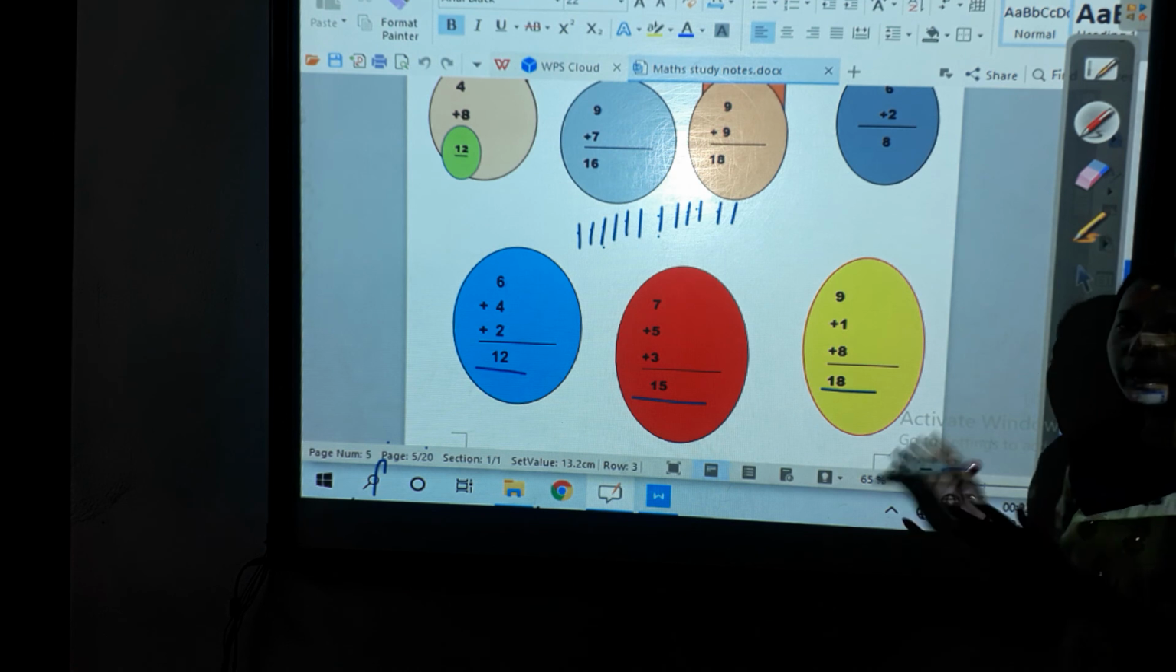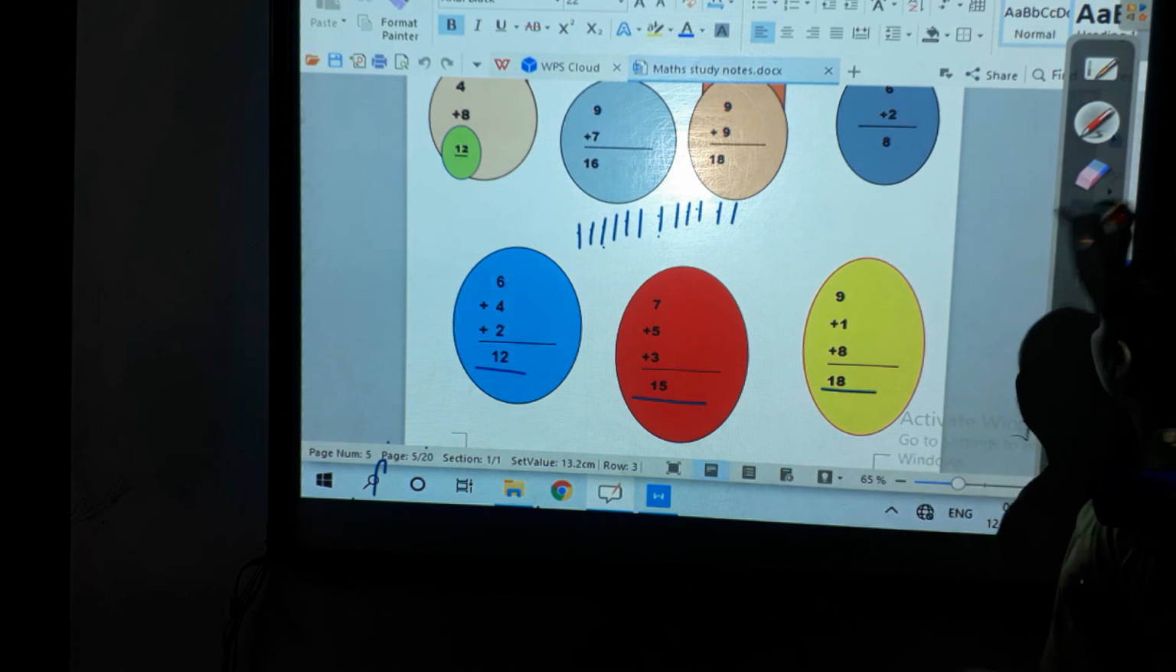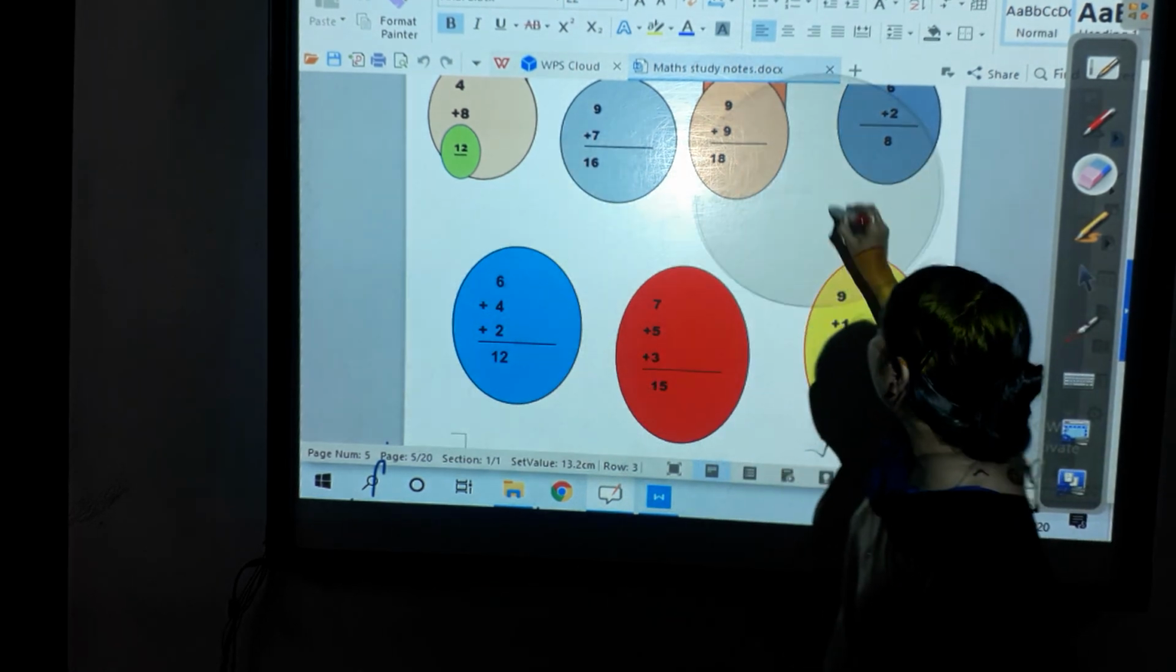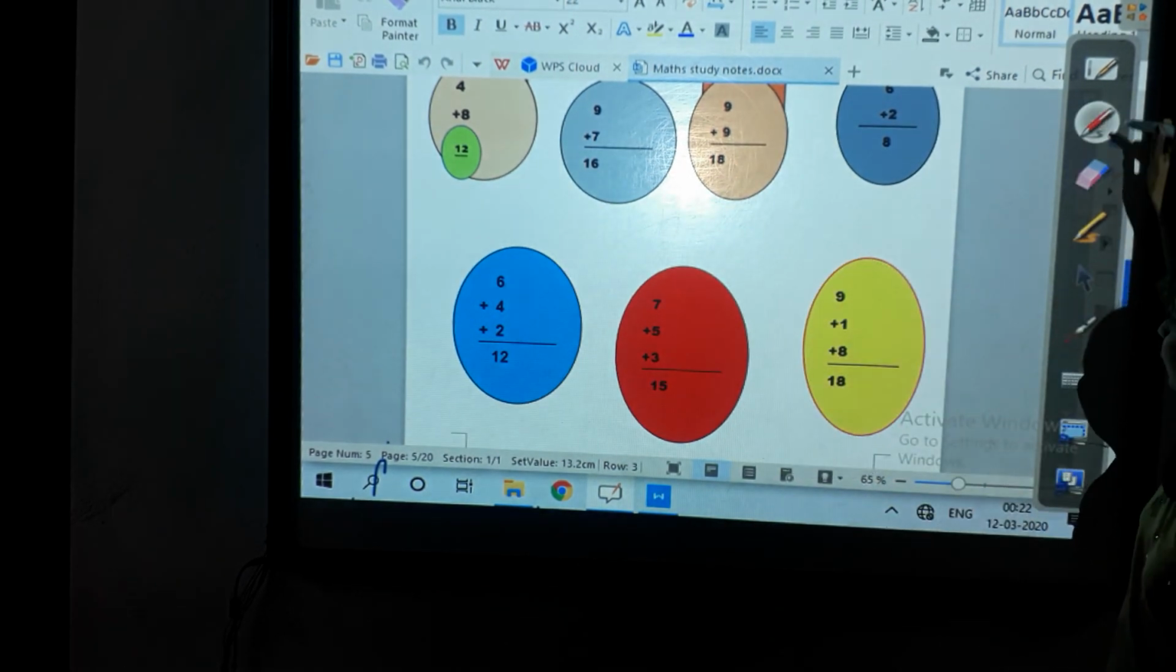So children, practice it and make sure to draw the lines. If you are having any sorts of problem, don't worry, ma'am is there for you.